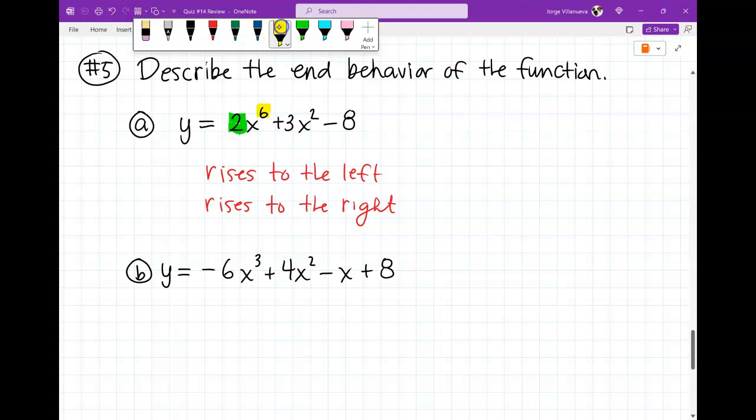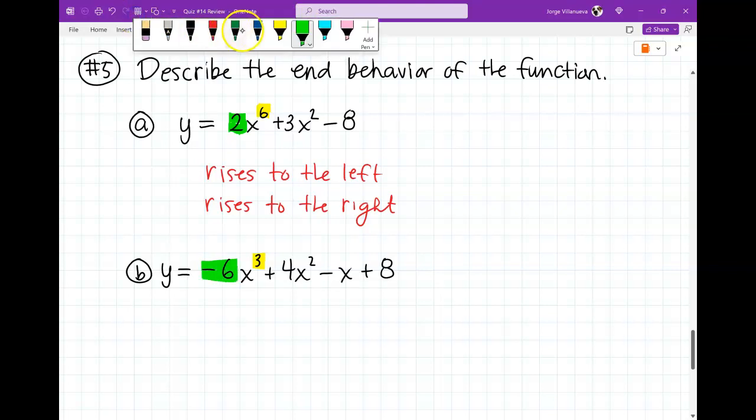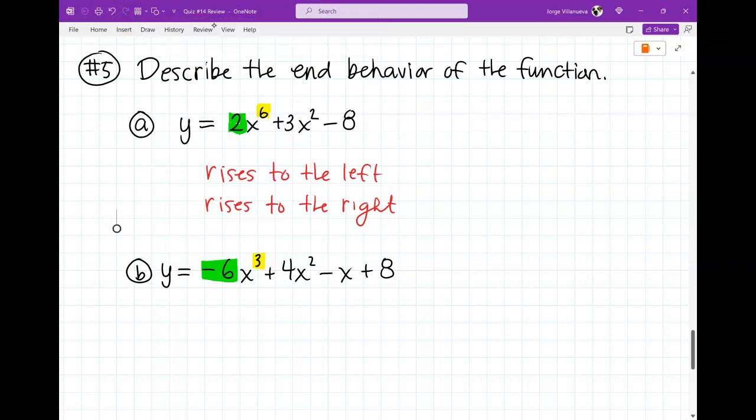Same thing with part B. I'm going to highlight my highest degree, which happens to be a 3. And then I'm going to highlight the coefficient in the front, which is a negative. So if it's an odd degree with a negative coefficient, what does it do? To the left side, what does it do? Up or down? Up. To the left, it's up. And to the right, down. So it rises to the left and it falls to the right.